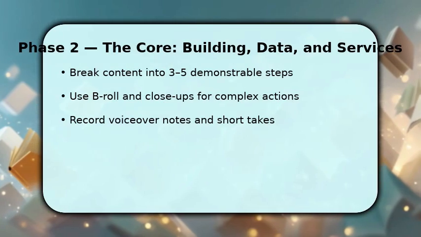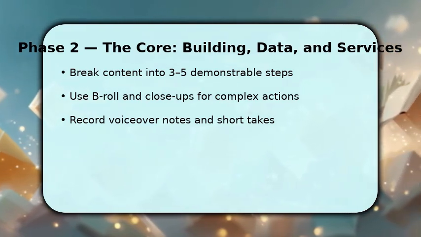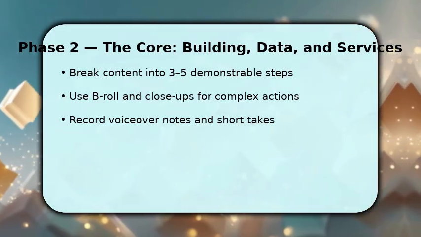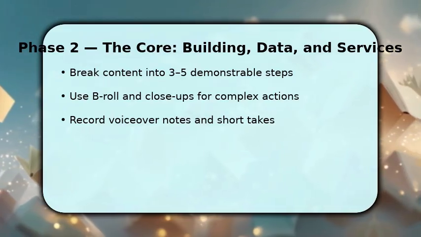You now move into the core execution. Split the process into 3-5 clear, demonstrable steps. This keeps attention and makes editing simple. Once you record, add B-roll and close-ups for complex motions so viewers can see detail.